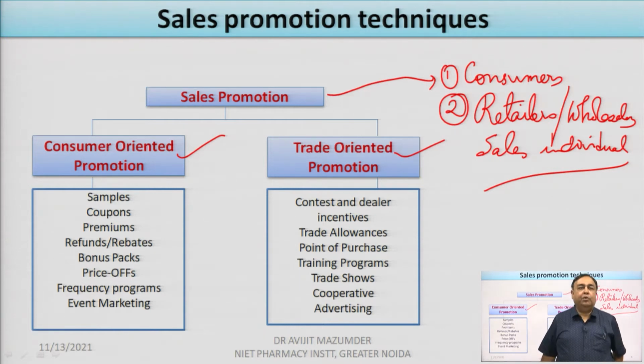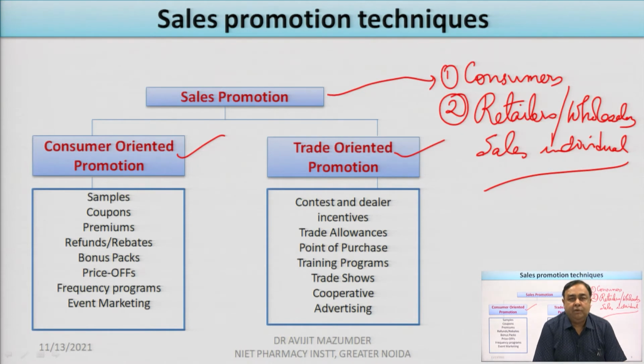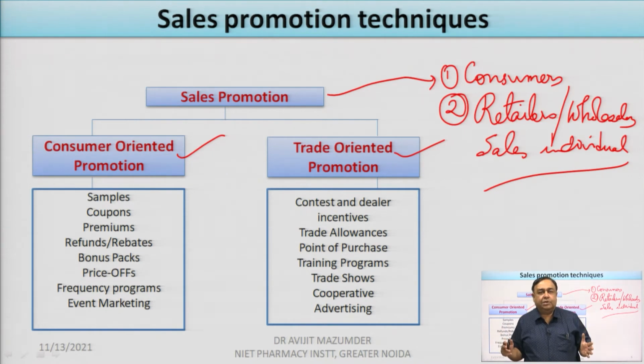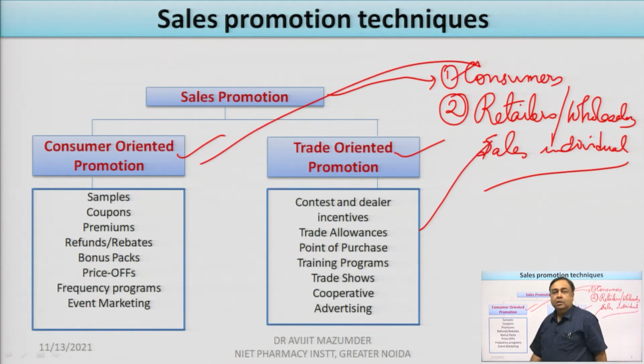On the other hand, trade oriented promotion is the way by which we stimulate, motivate, attract and lure the sales individuals, wholesalers or retailers: arranging contests among the dealers, providing incentives to the dealers, giving trade margin, point of purchase, offering training programs free of cost. That is another way by which the sales people can be motivated, because they know that if they are in a position to sell more, the profit and revenue earned will be more. Trade shows, cooperatives and advertisement are the various measures which we target for these retailers. These are the ones which we are targeting for the customers.